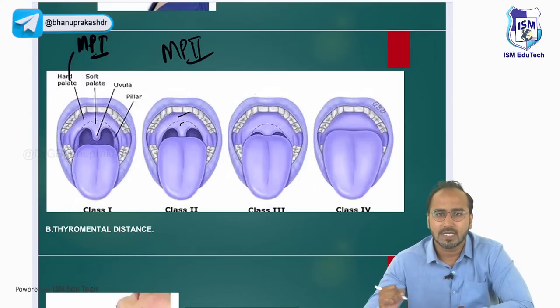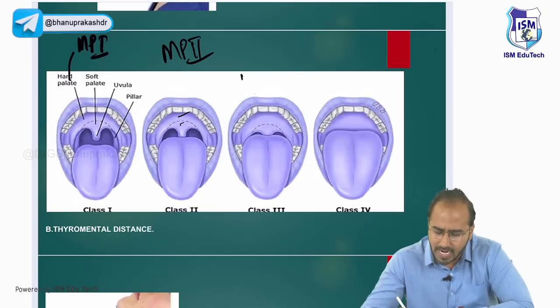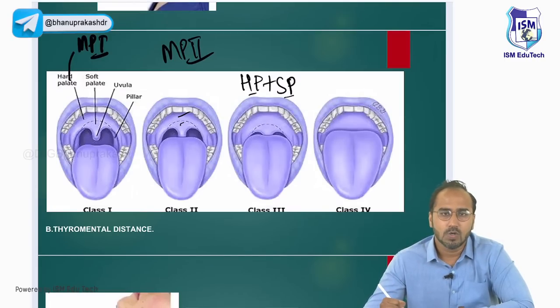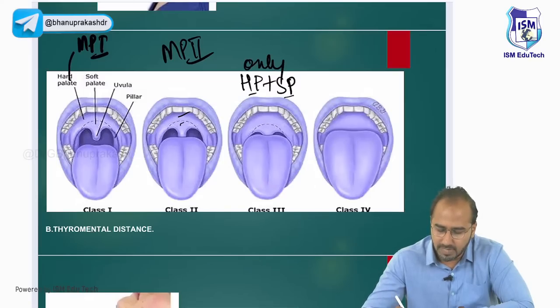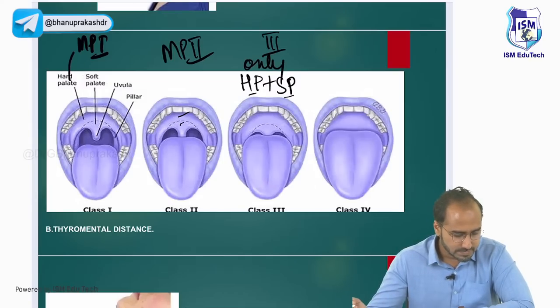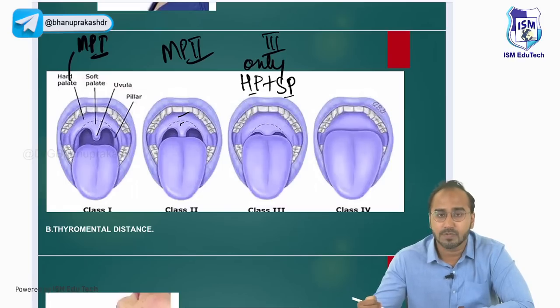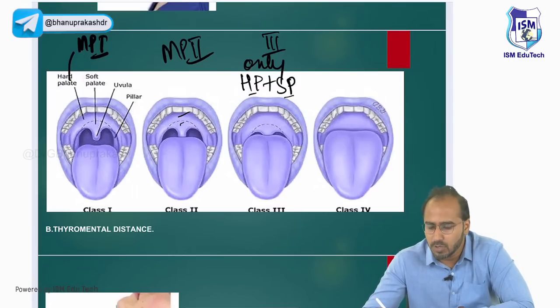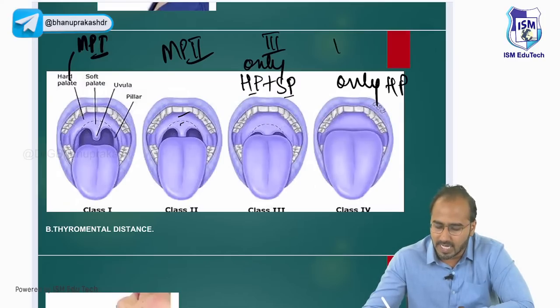Class 3 is what? The third patient comes to my clinic. I tell him to open his mouth. I am able to see only the hard and soft palate. Only the HP and SP. What is HP? Hard palate. What is SP? Soft palate. That is Mallampati class 3. Last is class 4. The patient opens his mouth, and I am able to see only the hard palate. This is class 4.